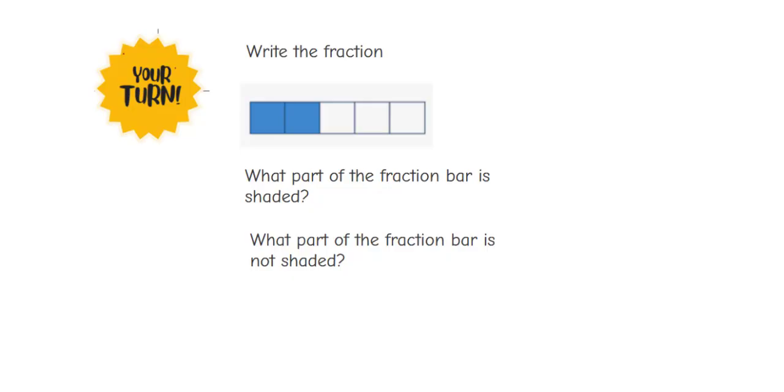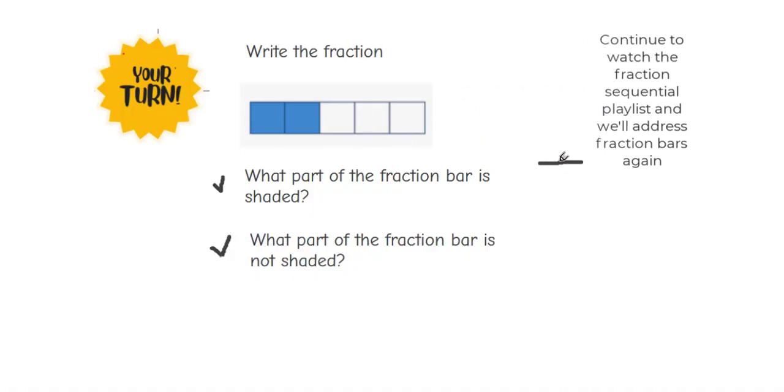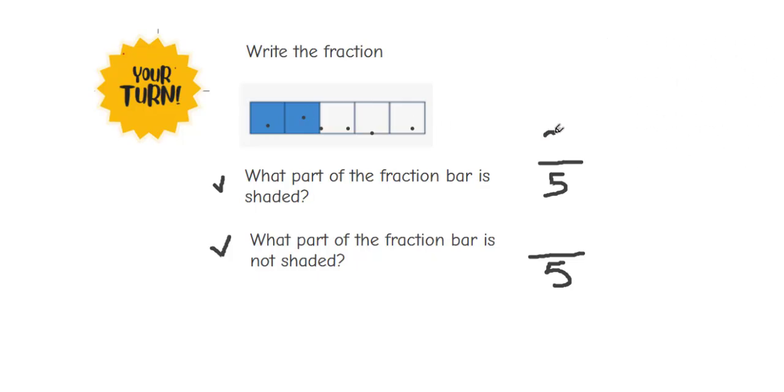But right now, I just want you to write the fraction for the fraction bar. And the first question says, what part of the fraction bar is shaded? What part of the fraction bar is not shaded? Pause your video, work it out, and come back. I have counted 1, 2, 3, 4, 5 parts all together. That is my denominator. It will be the same for both answers. And on the top it says, what is the shaded part? That would be 2. And then there's 3 left that are unshaded.